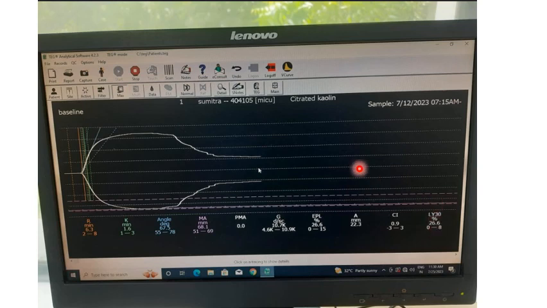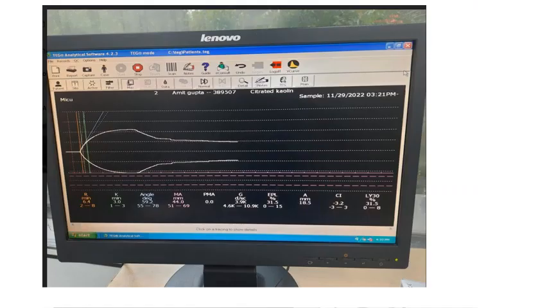So here what should we do? We should just give tranexamic acid or aminocaproic acid, and that is what we did. Otherwise we would have given FFP and platelets. So here we saved blood components; we just had to give tranexamic acid.